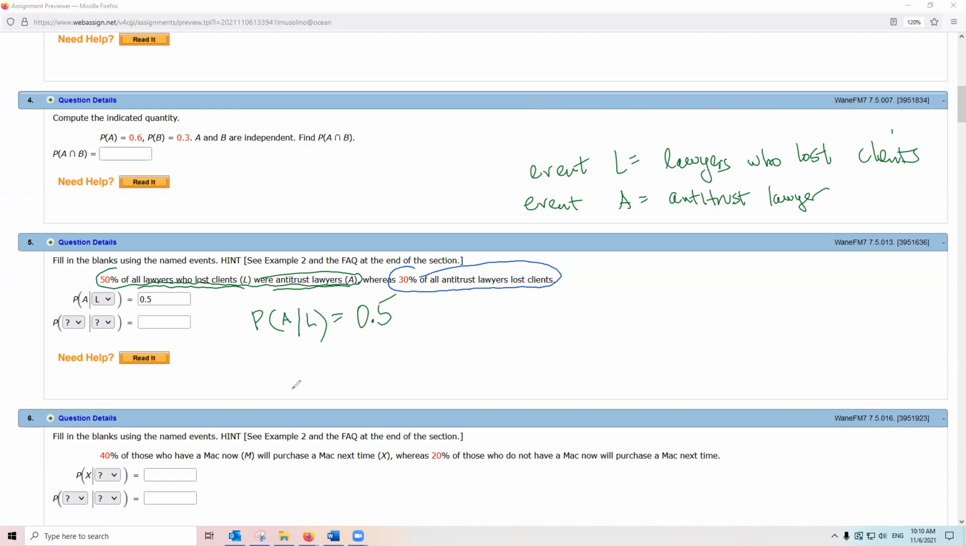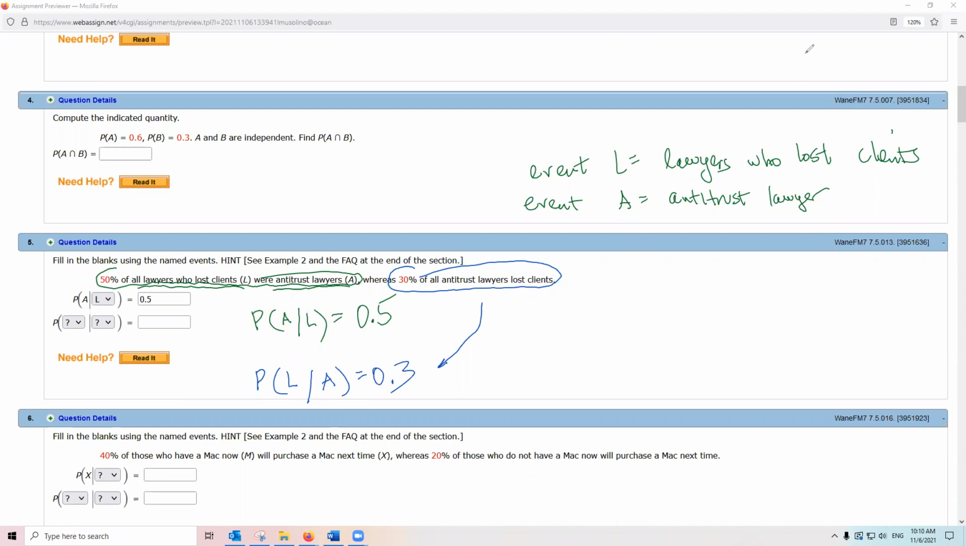Well, the way I can think about that is it's telling me the probability that a lawyer lost a client, given that they were an antitrust lawyer, is 0.3. So the second sentence is really flipping around the conditional probability. So the second sentence I can write as the probability of L given A equals 0.3.